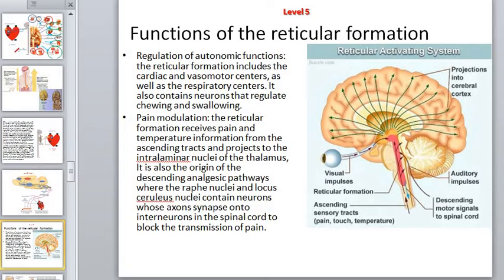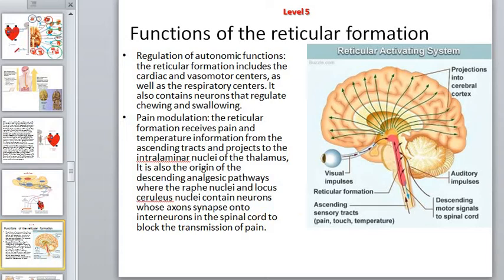It's also the origin of the descending pathways, where the special nuclei in this formation are the nuclei of raphe. These nuclei contain neurons whose axons synapse on interneurons in the spinal cord to block the transmission of pain. As we have discussed, the influence of the two parts of the autonomic nervous system is different.